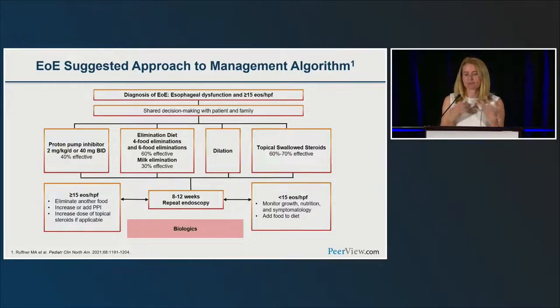And then there's elimination diets, and we'll get into all of these categories in a little bit more detail in a minute. But there are 4-food elimination diets, 6-food elimination diets, or just a single food elimination diet with milk, and all of these have varying effectiveness levels. And then another bucket is swallowed topical corticosteroids, which involve swallowed preparations of asthma medications, which are about 60 to 70% effective when used properly. And then with all of these therapies, there is the possibility of requiring a dilation.